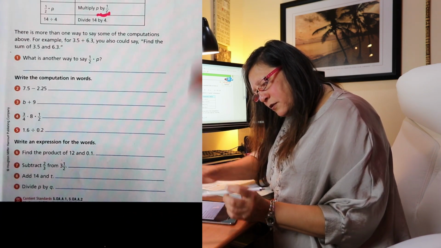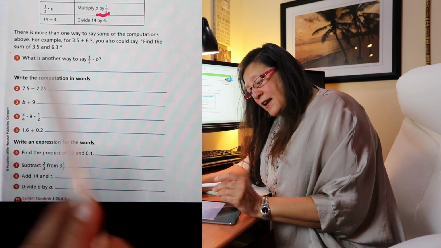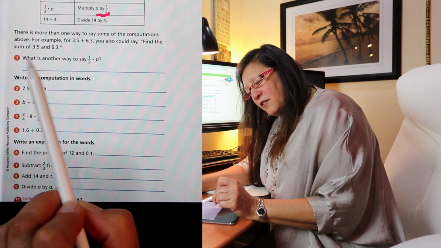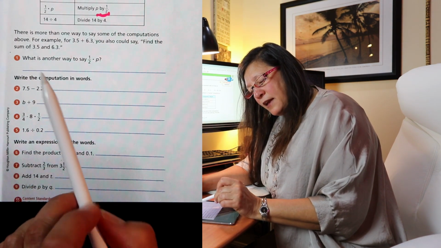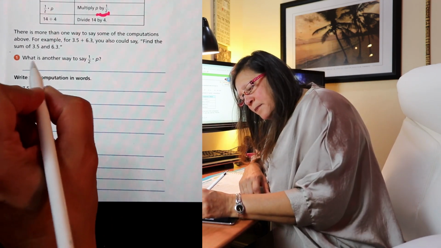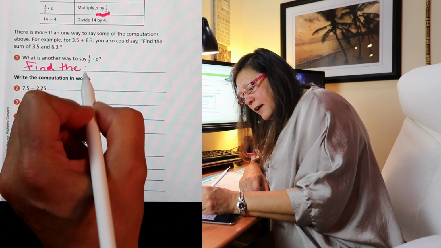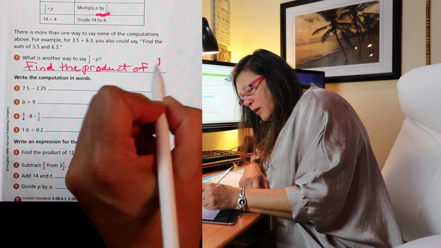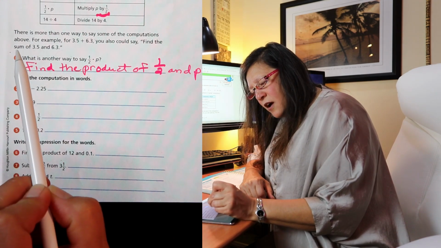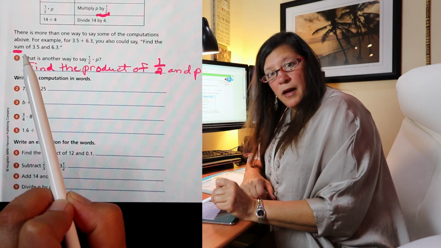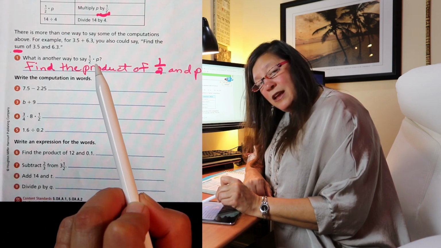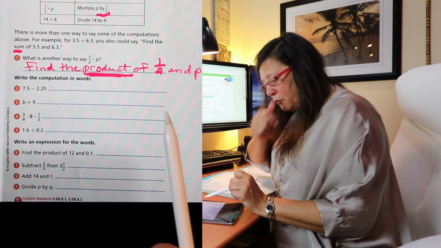Let's go farther down on the page here. There is more than one way to say some of the computations above. For example, for 3.5 plus 6.3, you could also say find the sum of 3.5 and 6.3. So based on that, what's another way you could say 1/2 times p? Here's one way to say it: find the product of 1/2 and p. We know because of previous knowledge that sum is the answer to an addition problem, and the product is the answer to a multiplication problem.